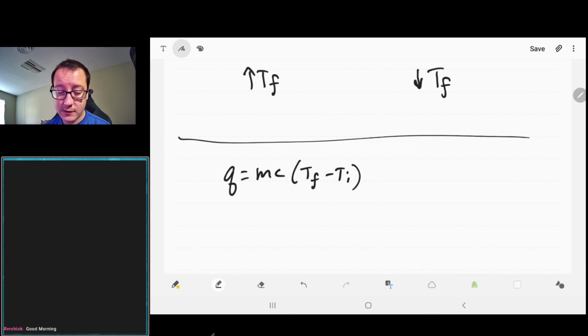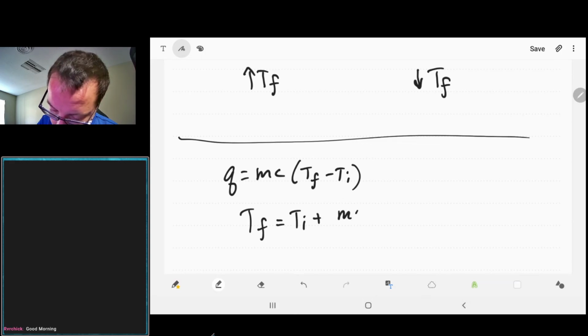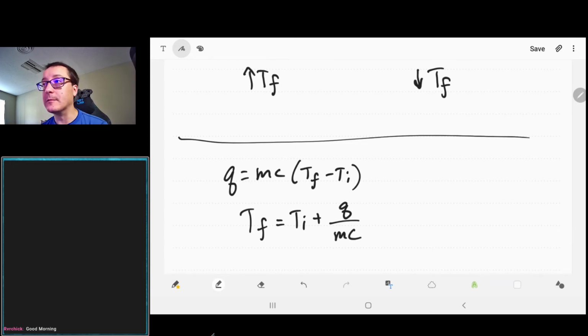So if we want to separate these two, if we do this, is that right? Did I divide both sides by... Nope, Q over MC. That's the problem. So if we want to look at what's going to have the highest final temperature, assuming that the initial temperature is all the same for all of these, which it is, we want to look at what's going to have the highest temperature.